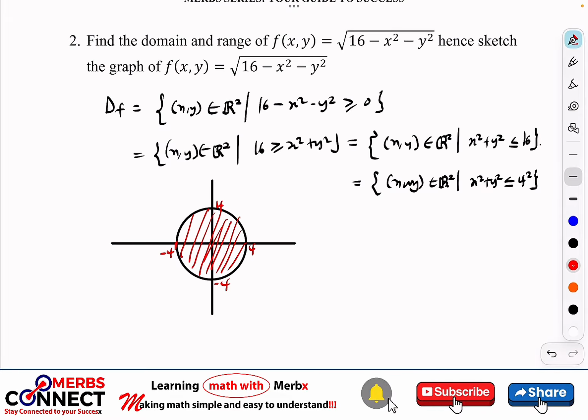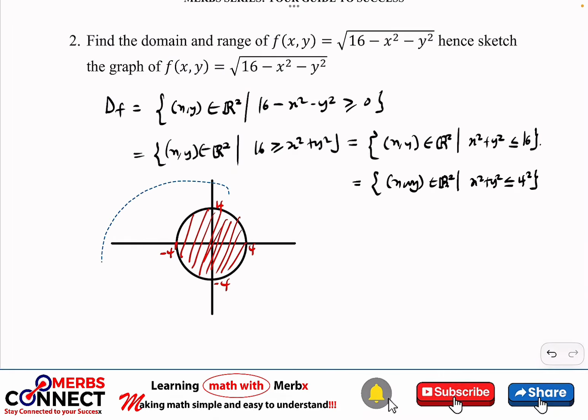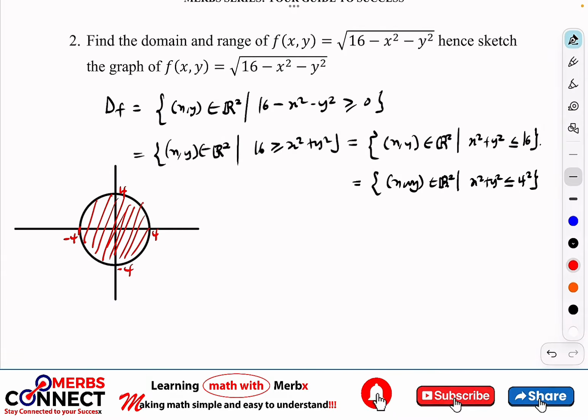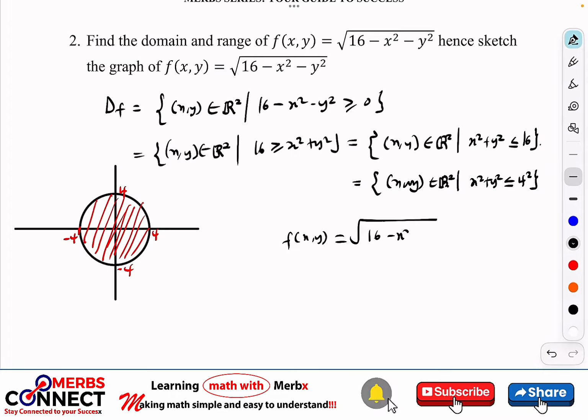Now let's try and add the range and see what we can do here. So this is the domain. Let's add range. So as we said, for us to find the range, since we have this function here, square root of 16 minus x squared minus y squared, this function should be greater than or equal to 0 because the square root is non-negative. So it means that this value is always going to give us 0 or positive value.